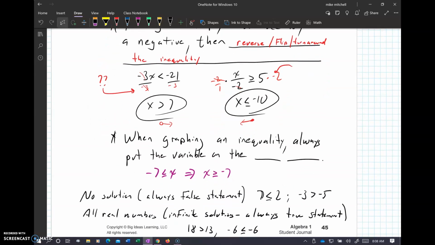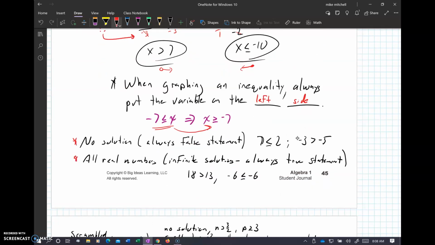Again, when graphing the inequality, always put the variable on the left side. Pause, get that answer in. Very good, you got it right. You are so awesome when you do that. And you can see what I have here. This one I have negative 7 less than or equal to x. X is on the right. Everything turns around, including the inequality.